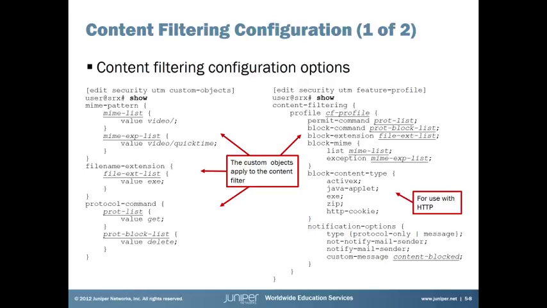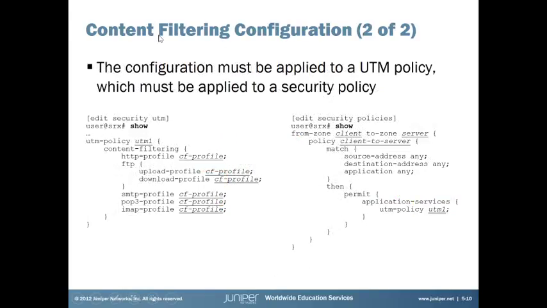It's a fairly rough sort of a tool in that you're kind of blocking whole categories and just certain file types. So it's a fairly rough kind of a blocking tool. Configuration is applied to a UTM policy. So here we have a policy called UTM1. Of course, you'd probably call it something a bit more descriptive than that.